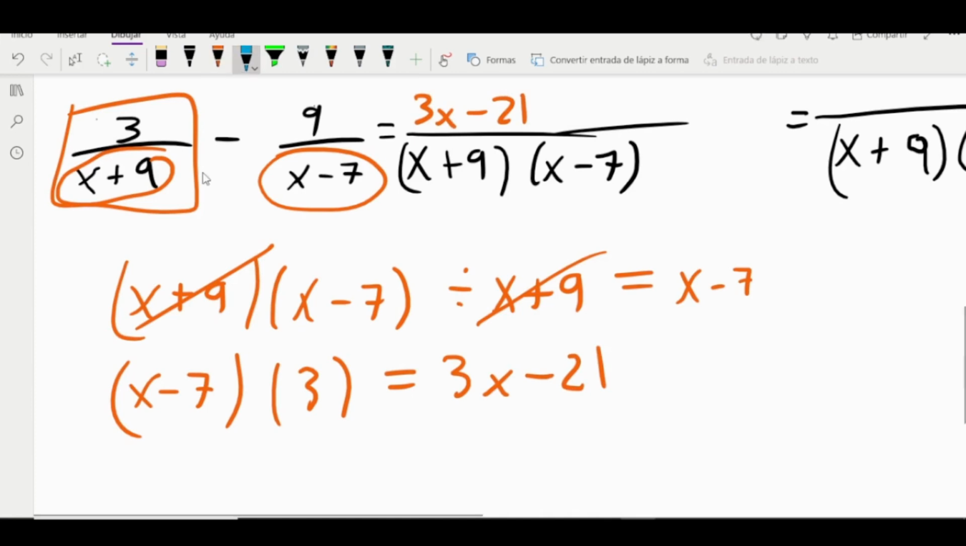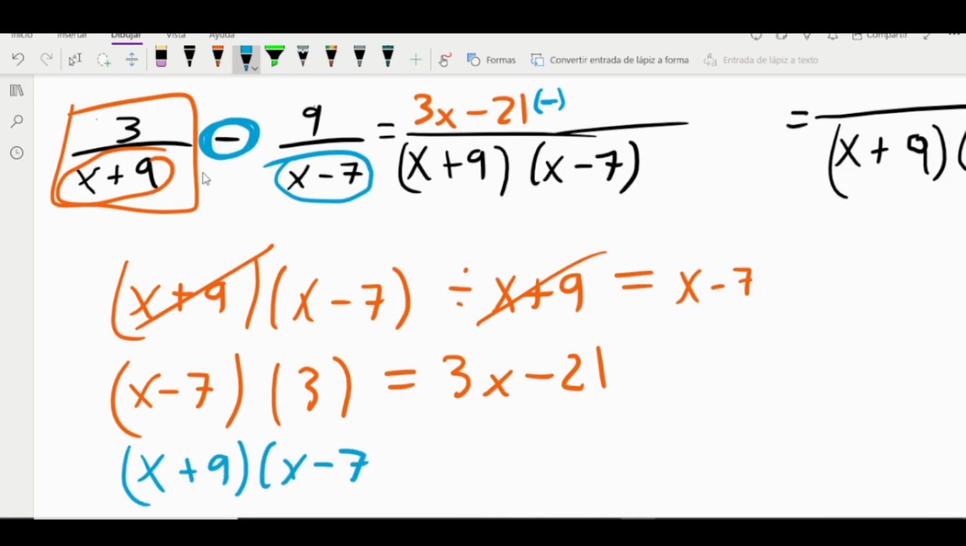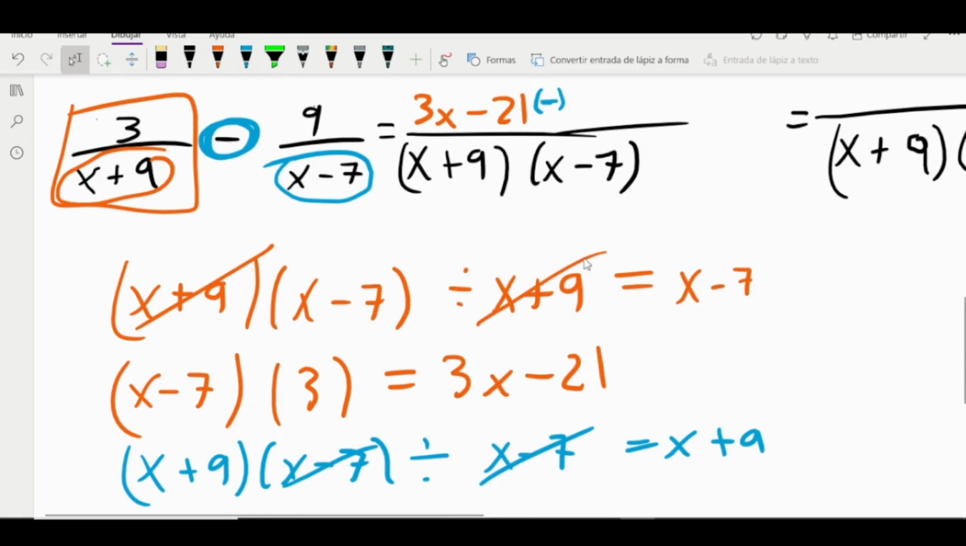Now, here we're going to have one situation. Keep in mind this. When we have a subtraction, we're going to need to multiply the result times this minus sign. Okay, so let's continue with the second fraction. So here we have x minus 7. So the common denominator, again, x plus 9 times x minus 7. You divide it by the second denominator, which is x minus 7. So we can cancel, and the result is going to be x plus 9.